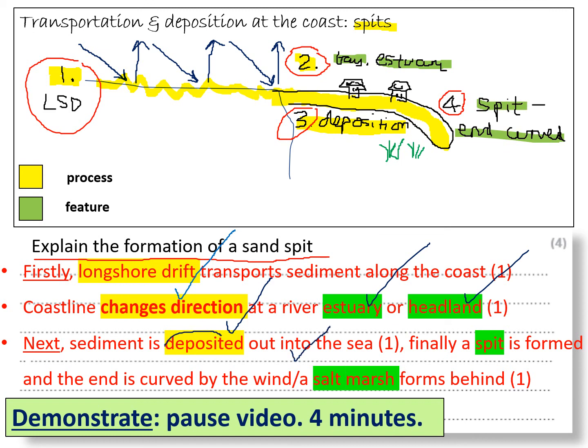Tick, we've got that essential process named there. The fourth mark you can get for saying a spit is formed. You can say the end is curved by the wind if you like. You could also mention salt marsh. The essential bit that you needed to mention was our feature. Finally, a spit is formed. Give yourselves marks out of 4 for that and correct whatever you didn't add into your answer. And I hope you did really well on that.